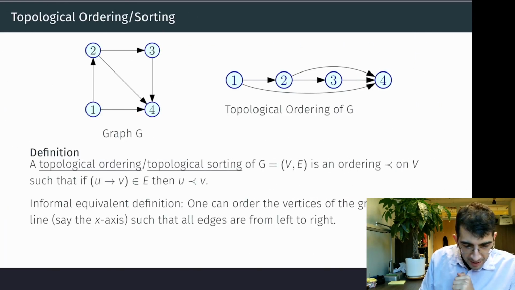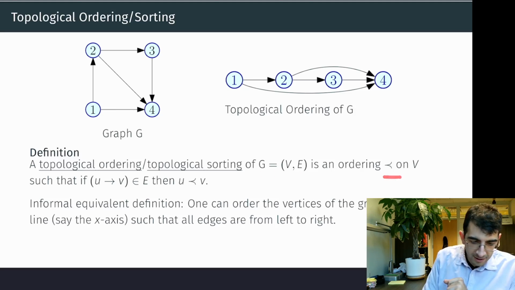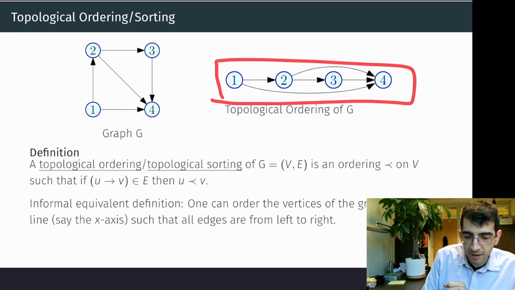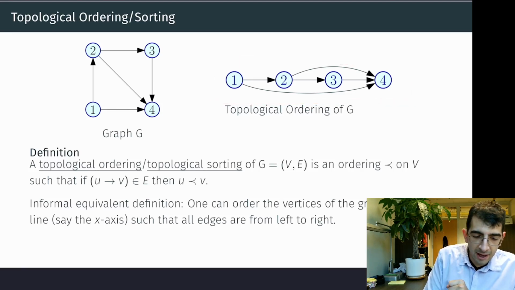So, a topological ordering of a graph (V, E) is an ordering on the vertices such that if there is an edge U to V, then U is ordered less than V. So this is exactly what we talked about when we defined directed acyclic graphs, that we could order the vertices so that there is a natural flow from left to right, up to down.